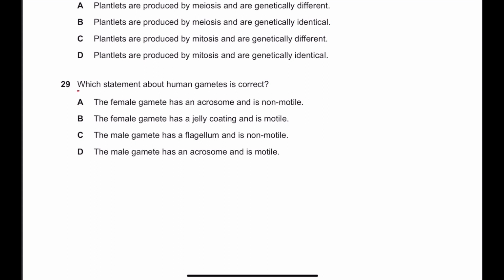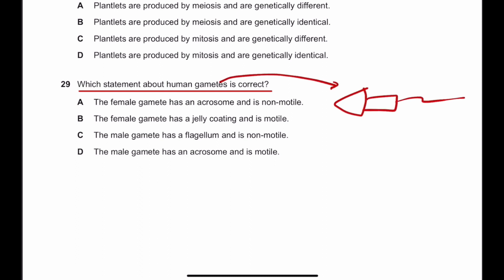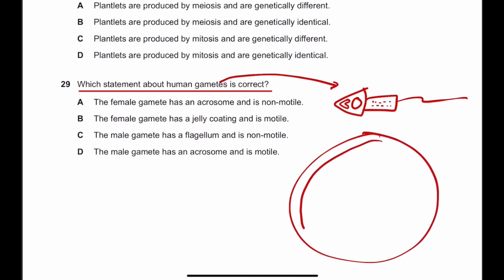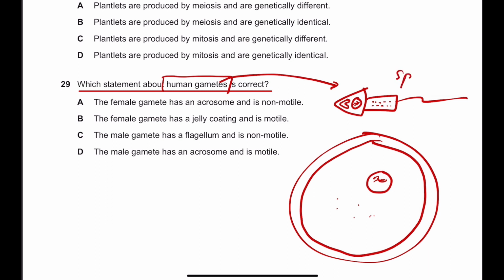Number 29. Which statement about human gametes is correct? So the term gamete refers to sex cells like sperms or eggs. And since it says human gametes, I just refer to sperms and eggs.